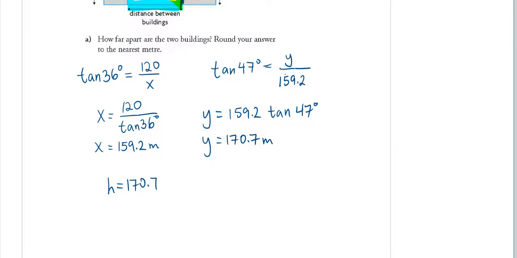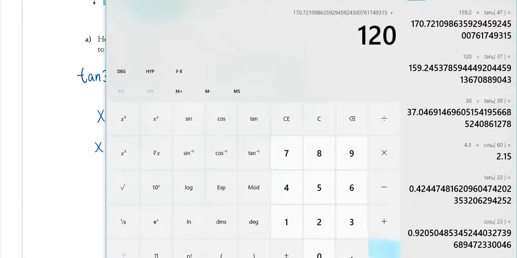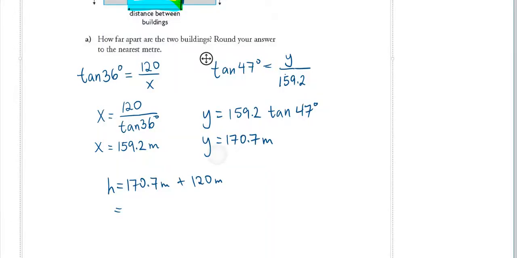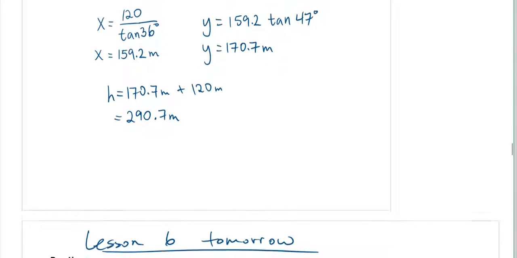Now if I want the height of the entire building, I'm going to take that 170.7 meters and add it to the 120 meters that I have on my diagram, giving me a total height of 290.7 meters. So 290.7 meters. And that's how you do that.